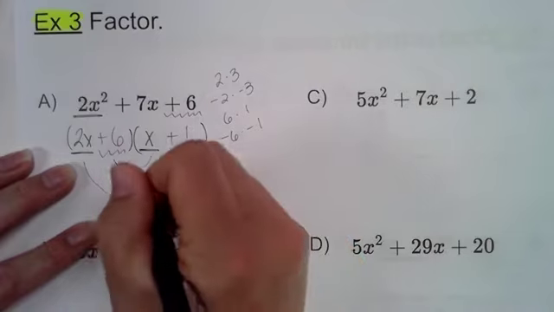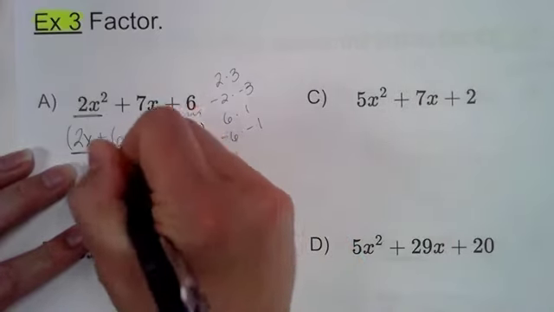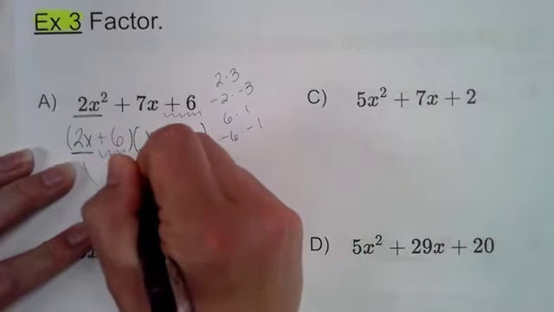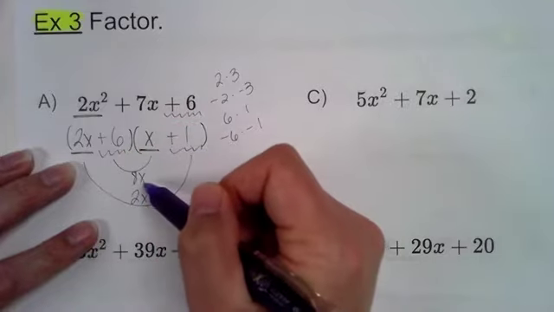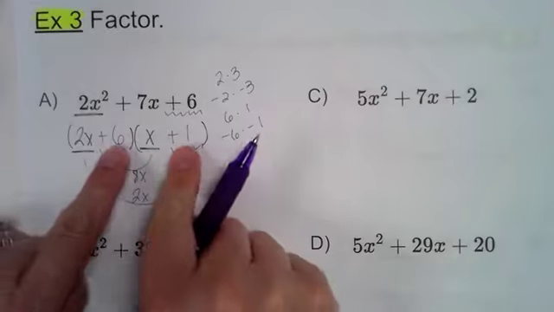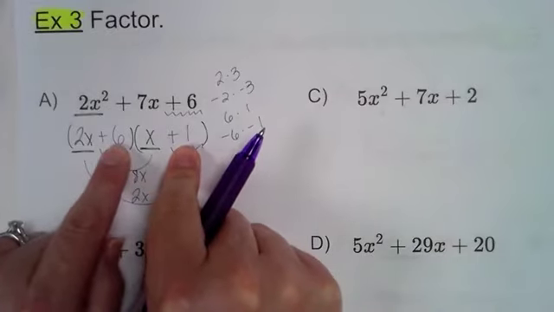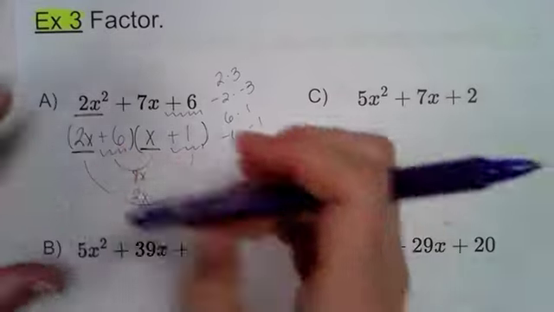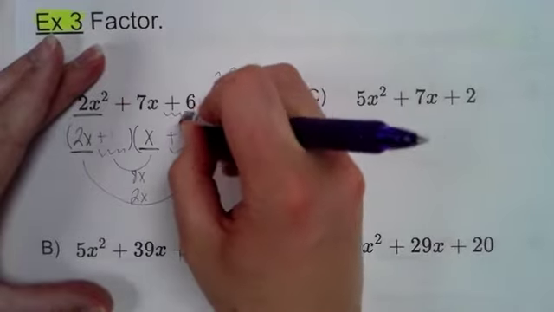2x times 1 is 2x, and 6 times x is 6x, which gives 8x. And did that work? No, it failed. Could we change the position of the 6 and the 1? Yeah, we could. Let's switch and see.